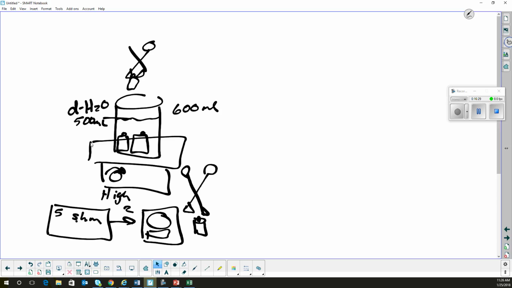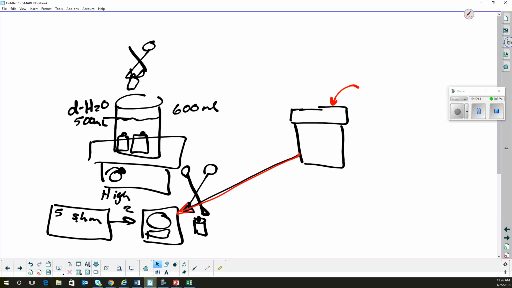You're going to come over here, you're going to grab a styrofoam cup, and you're going to weigh the styrofoam cup. I should put another color. You're going to weigh the styrofoam cup. Okay? Then you're going to add to that 100 milliliters of distilled water. And then you're going to weigh the cup again.